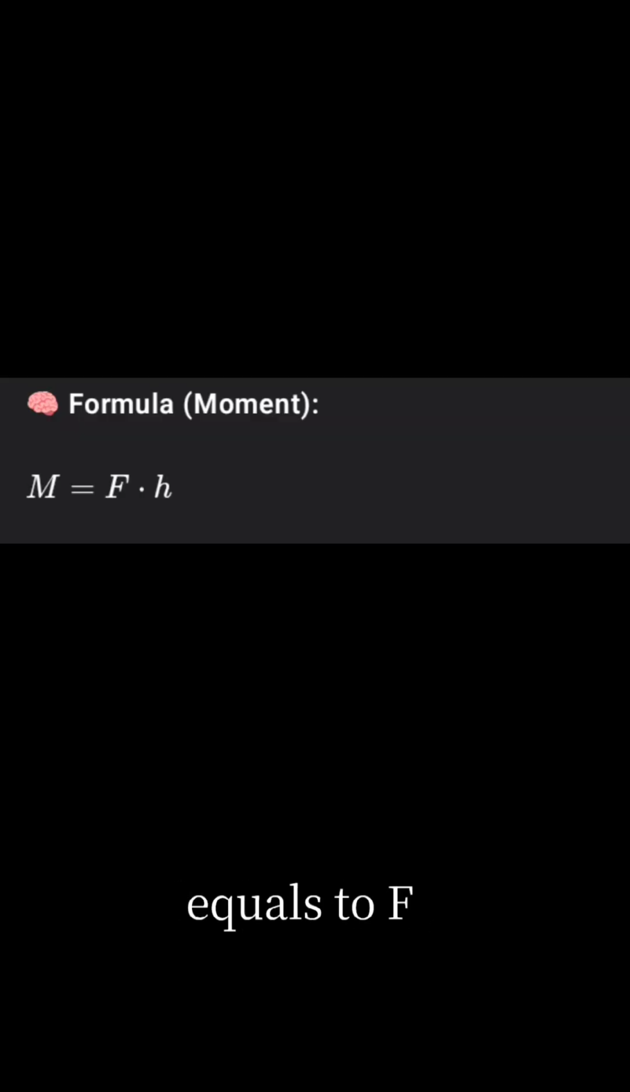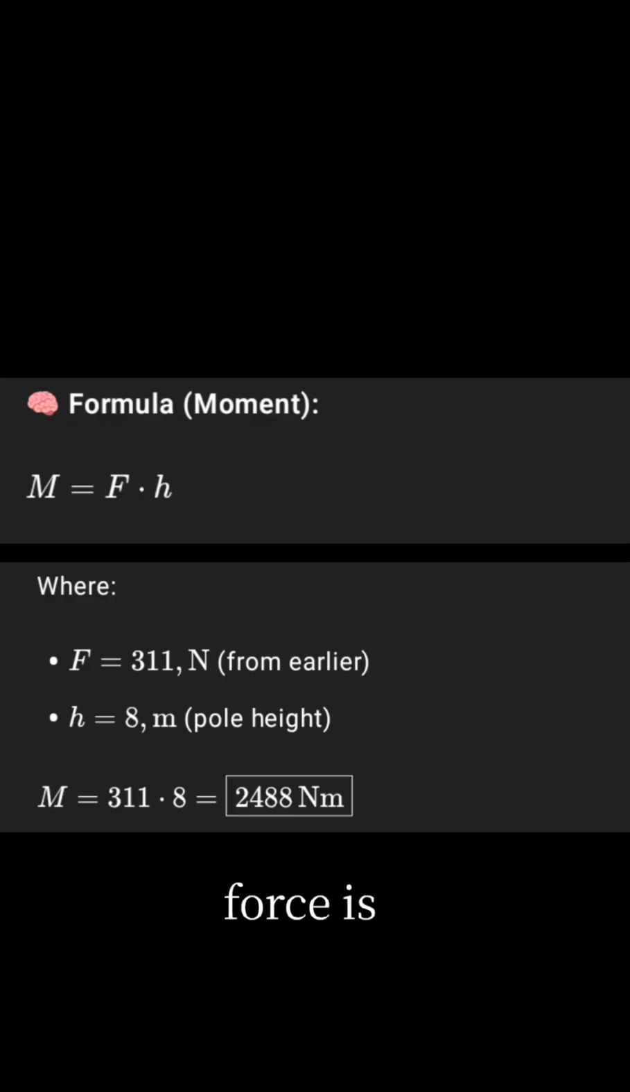And how are we going to find that? Is there any formula? Yes, there is a formula. M equals F into H, where F is the horizontal force, equal to 311 Newton from above, as we discussed. H equals the conductor height from the base, which we are taking as 8 meter.